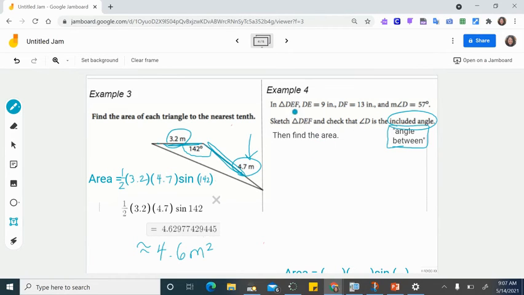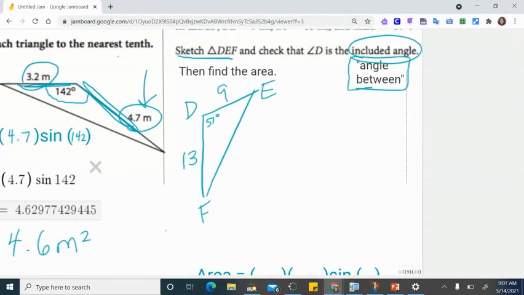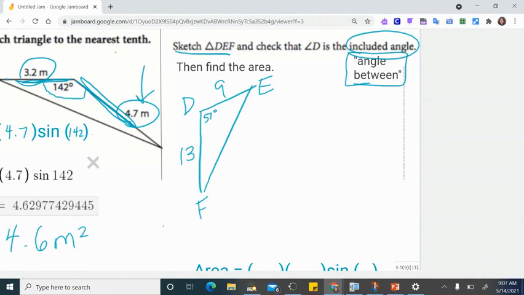So now we're going to do this other one. It says in some triangle, first of all, draw it. I'll draw a triangle, any kind of triangle I want, just not with a right angle. And I'm going to call it D, E, F. And then they tell me that DE is 9, and that DF is 13, and then the measure of angle D is 57. So this guy right in here is 57 degrees. It says check that angle D is the included angle. Yep, that's the angle between these two sides that we know, so we're good, that is included.